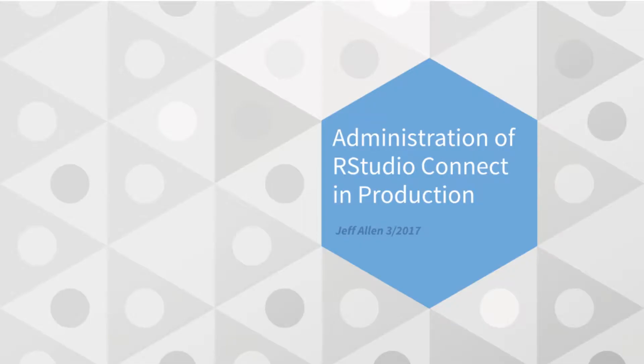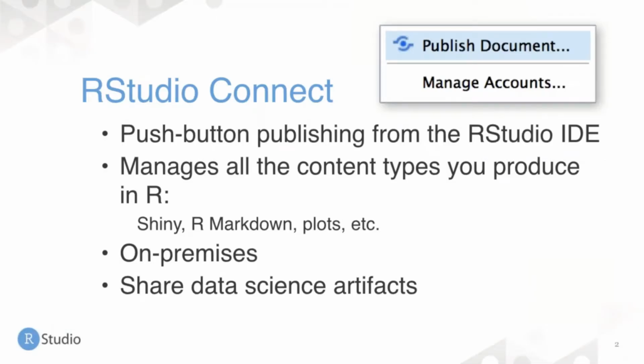So if you're new to Connect, Connect is an enterprise publishing platform for static and dynamic content that you're creating with R. That can include documents, presentations, dashboards, Shiny applications, and basically anything that you're producing in R. It is an on-premises application, so you run this on your own server behind a firewall if you want, and you're going to host it on your own equipment there. The goal is really around sharing data science artifacts that you produced inside your organization.